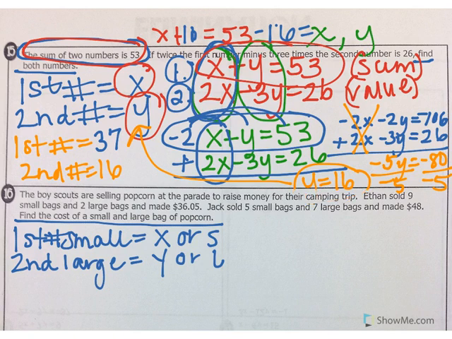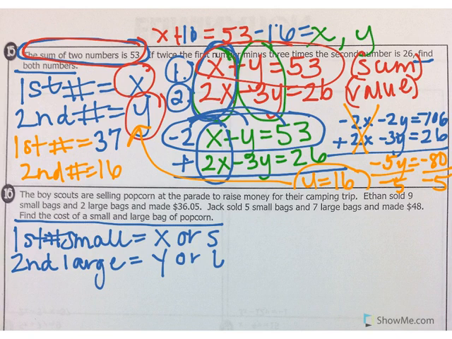The Boy Scouts are selling popcorn at the parade to raise money for their camping trip. Ethan sold 9 small bags and 2 large bags and made $36.05. Jack sold 5 small bags and 7 large bags and made $48. Find the cost of a small bag and large bag. So we already defined the variables as the small bag being X and the large bag being Y.